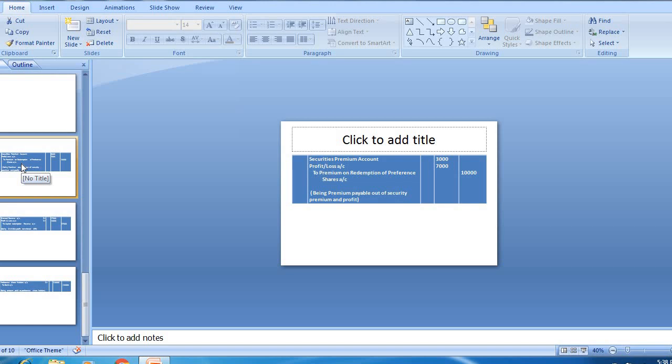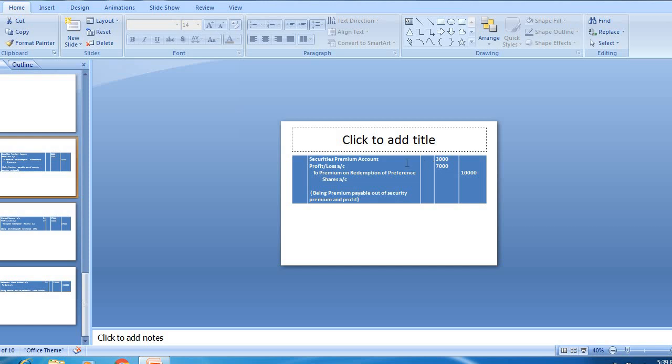Now we have to pay the premium amount out of the premiums available. If the premium available in the problem is not sufficient, then we can take the amount from the divisible profits. If you observe the problem clearly, the securities premium is given as 3,000, but the preference shares are redeemed at 10% premium. The amount required is 10,000. See here, the premium on redemption is 10,000.